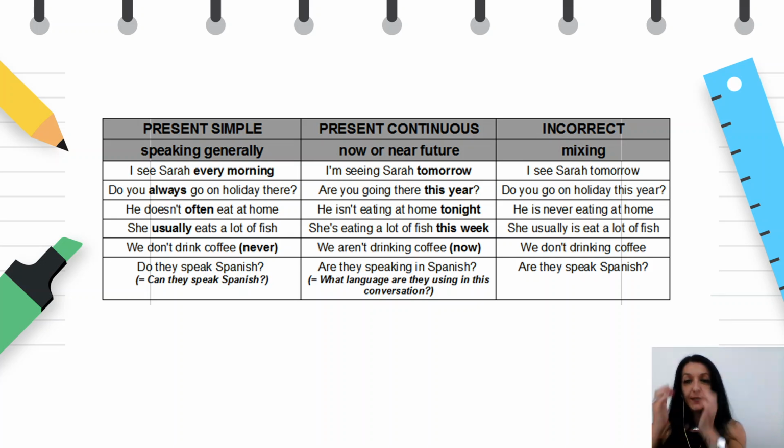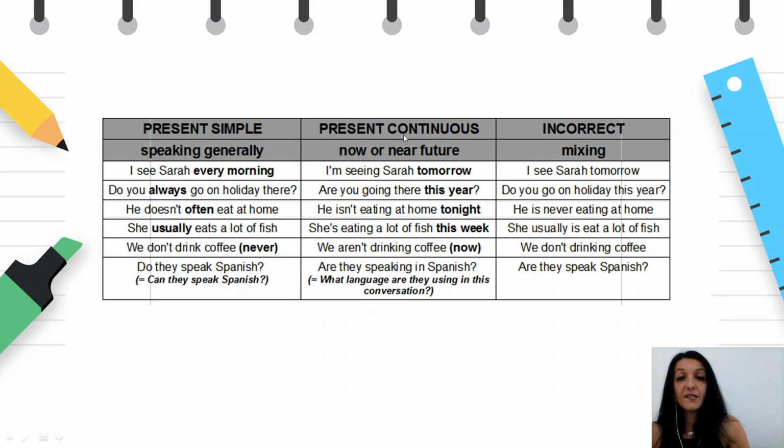Okay? Well, from this chart, I want you to pay attention to the bolded words that are actually adverbs of time that are used with simple and continuous. And in this third part of the chart, you can see some incorrect mixing. For example, I see Sarah every morning. Well, every morning is one of the adverbs that can be used here. And we also use adverbs of frequency, like always, often, usually, never, sometimes, okay?